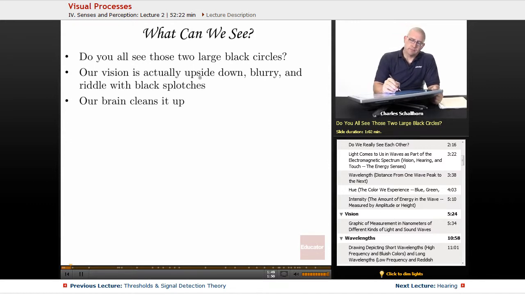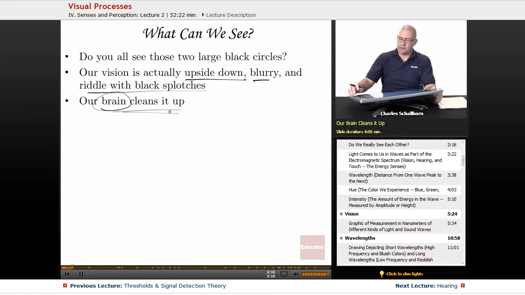And did you know that our vision is upside down, blurry, and riddled with black splotches? We don't see clearly. We see blurry. It's terrible. But our brain cleans it up. Our brain is kind of nice that way.